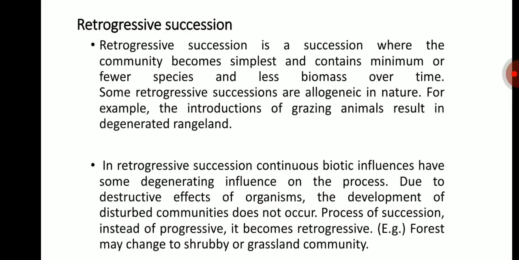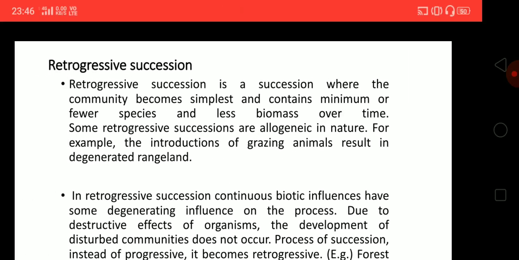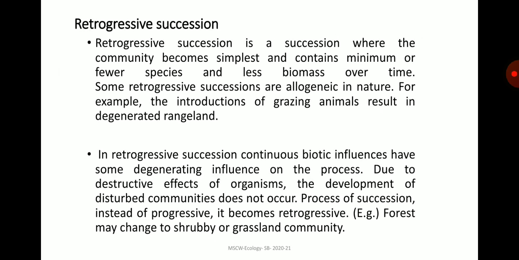Now let's learn about the retrogressive succession. So here the retrogressive succession is a succession where the community becomes simplest and contains minimum or fewer species and less biomass over time. Some retrogressive successions are allogenic in nature. For example, the introduction of grazing animals results in degenerated rangeland. In this type of succession, continuous biotic influences have some degenerating influence on the process. Due to destructive effects of organisms, the development of disturbed communities does not occur. The process of succession, instead of progressive, becomes retrogressive. For example, the forest may change to shrubby or grassland community.